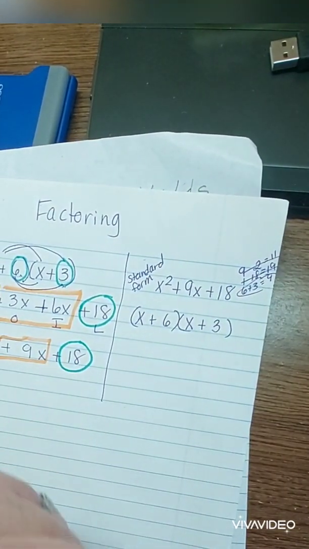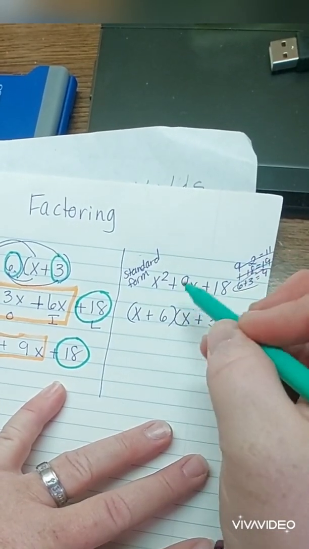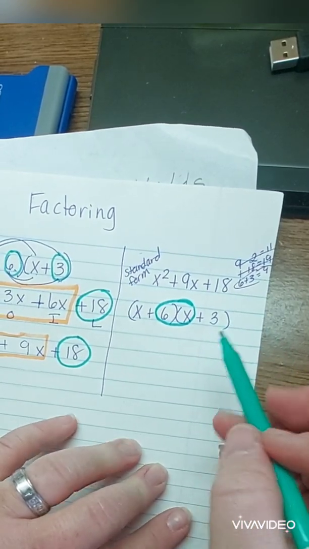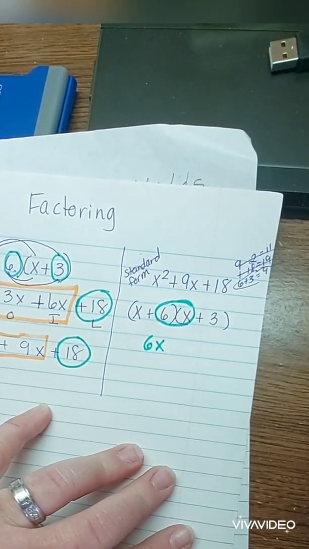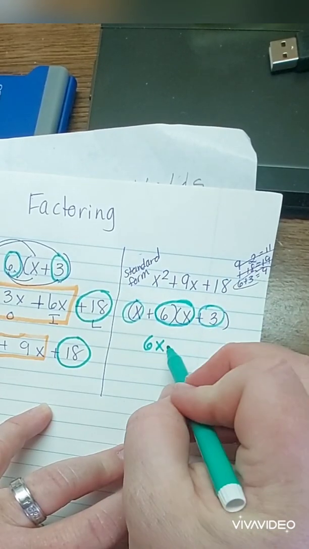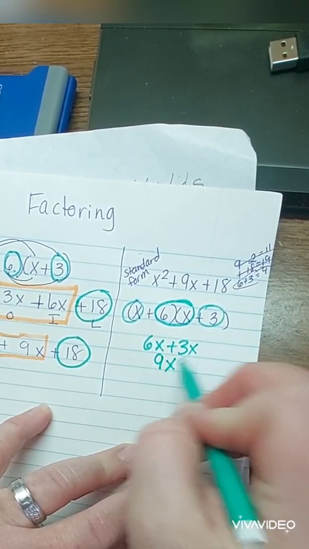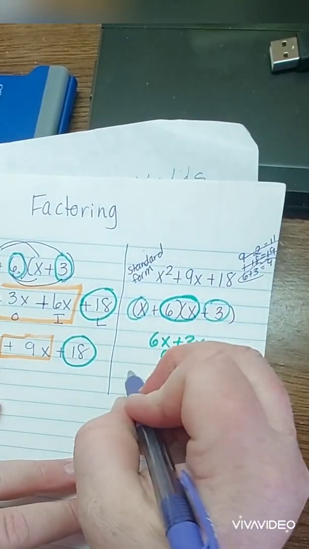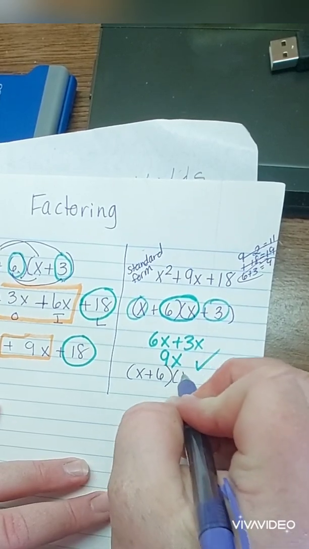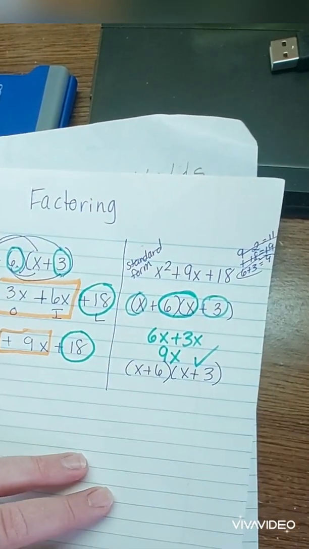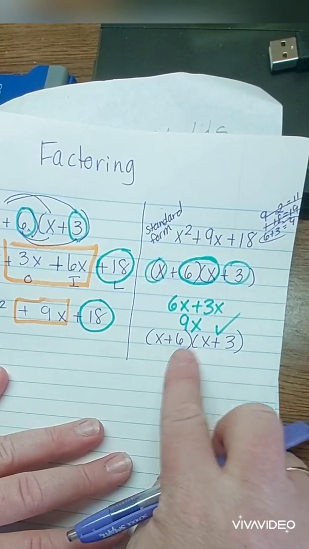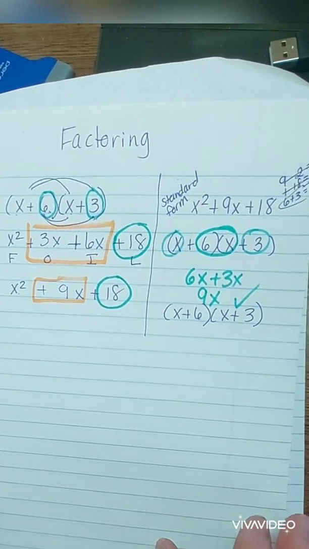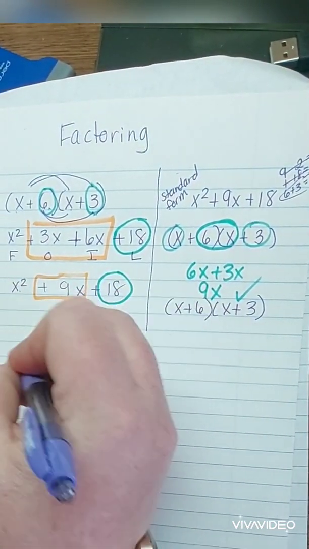So what I like to do is I always like to check the OI. If you think about it, 6 times x is 6x. x times 3 is 3x. And do those make 9x? They do. So I'm all set. So my factored form is x plus 6 and x plus 3. And remember, now that that's factored form, we can use the set it equal to 0 property. Okay, well, let's do this one.